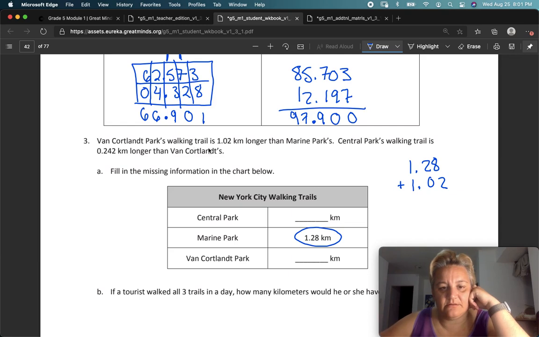Wait a minute. I'm sorry, I added wrong. So what we're doing here is we're adding 1 and 28.